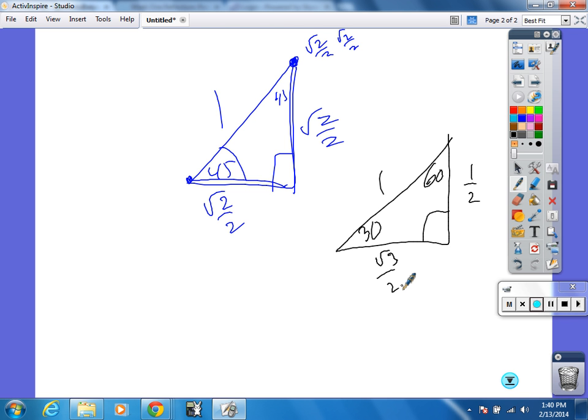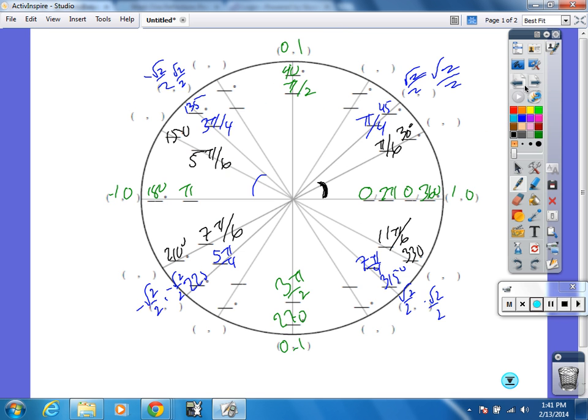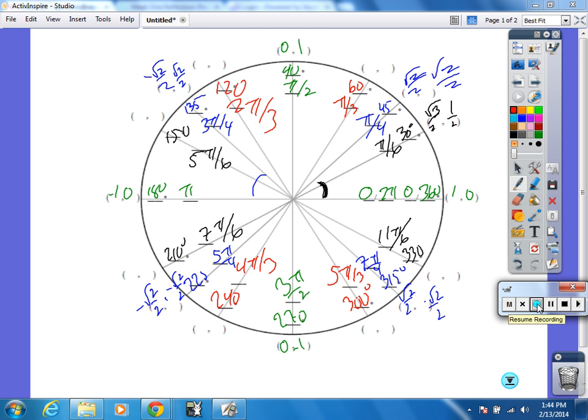Okay. So what is this coordinate right here? Root 3 over 2, comma, a half. And then once again, we understand this one is root 3 over 2, comma, half. I would like you to fill this with that.